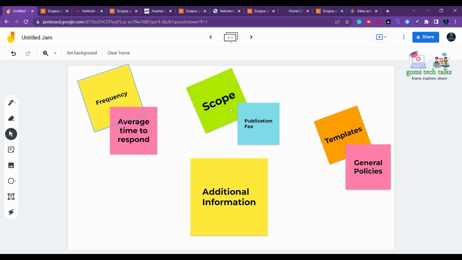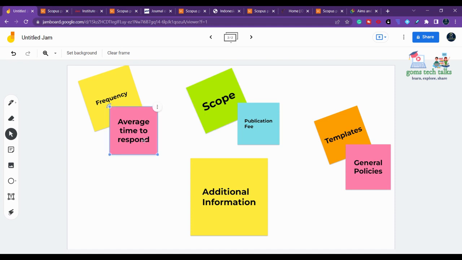Next one is the scope of the journal, whether that journal will accept your article or not. Most articles get rejected because we are not checking the scope of the journal properly and we are submitting articles which are not required by that journal. So check for the scope of the journal.